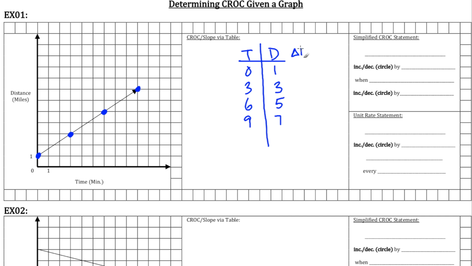So let's look at the change in distance in reference to the change in time. So the distance will increase by 2 when the time increases by 3. I guess the distance increases by 2 miles for every 3 minutes. There we go.